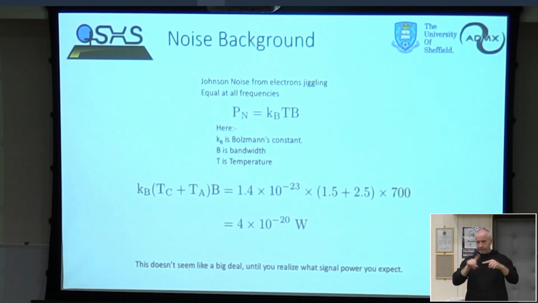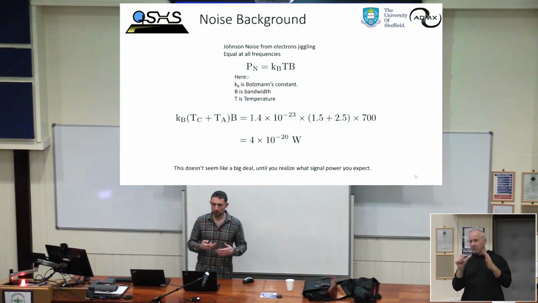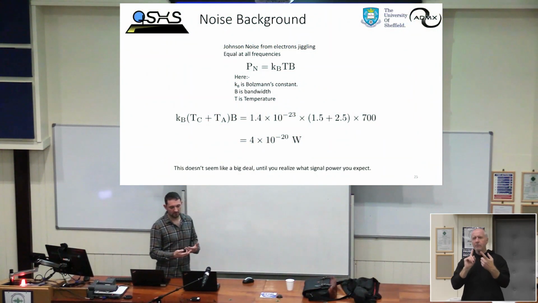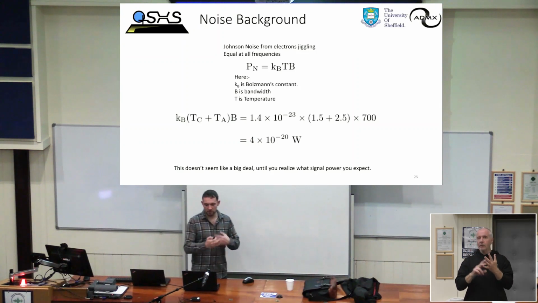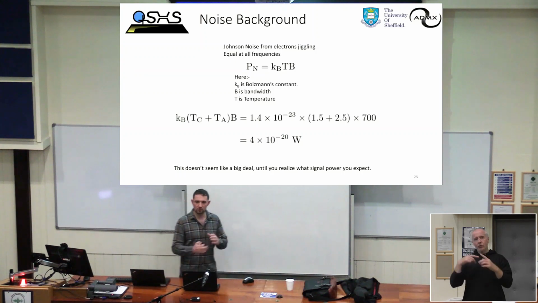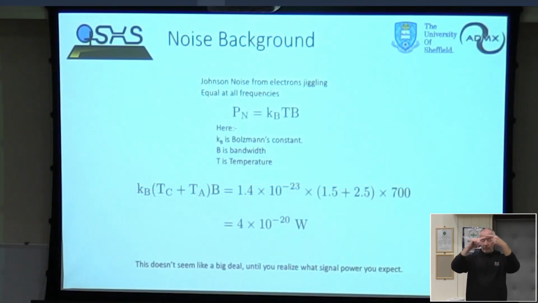Well, again, tricky-ish sort of question to answer, but this is all stemming from the fact that the electrons are emitting just as much, and all this Johnson noise is created just as much at all frequencies, hence the reason we have this multiplier on there. And we plug the numbers in for actually quite an early ADMX experiment. They've gone down in temperature now. And we get 4 times 10 to the minus 20 watts.